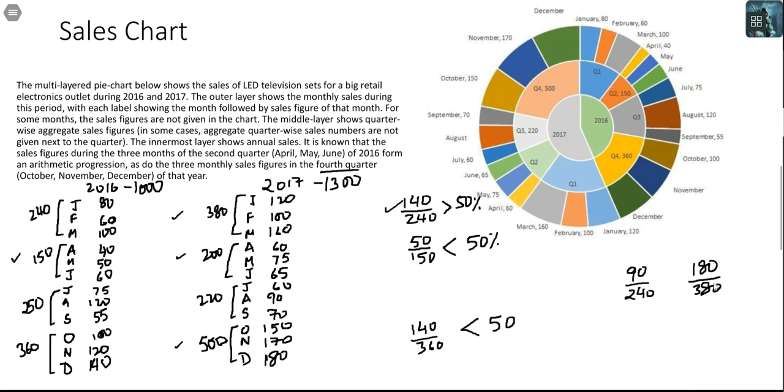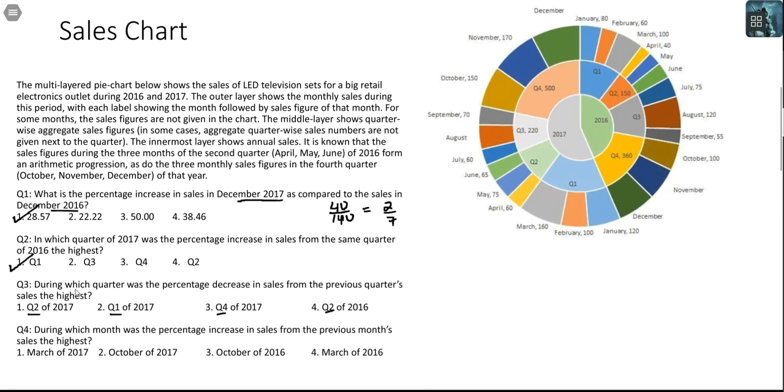Now I have to compare these two fractions and identify which is the larger one. If you simply double up this fraction, you would get 180 by 480, and 180 by 380 continues from the previous setup. Hopefully you can see that this is clearly smaller and is not the answer. So this should be the answer. Our answer will be quarter 2 of 2017. Therefore the answer for question number 3 is option 1, quarter 2 of 2017.